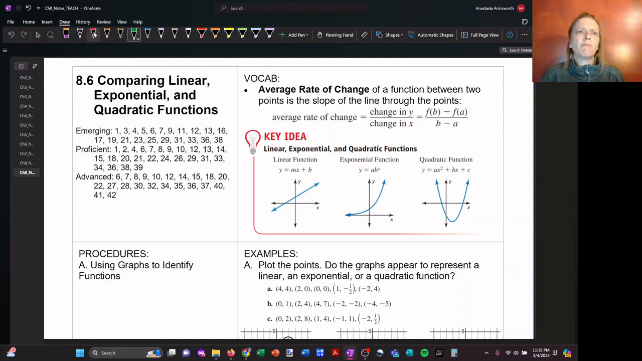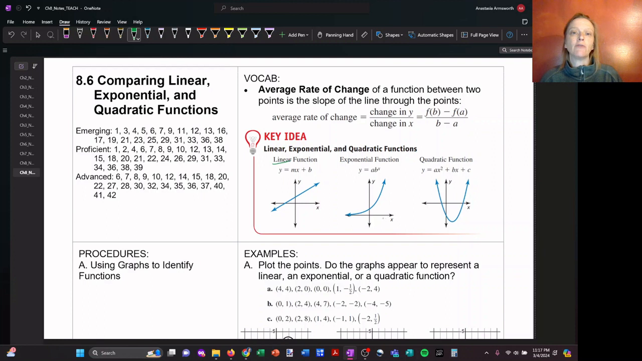And one way that we're going to compare these functions to each other is by looking at an average rate of change. And the average rate of change is kind of like calculating the slope of a line. It's going to be the change in y divided by the change in x. But you can do an average rate of change for any kind of function, not just a straight line. And so we'll look at that in a moment. But for now, just look at these three different types of graphs.